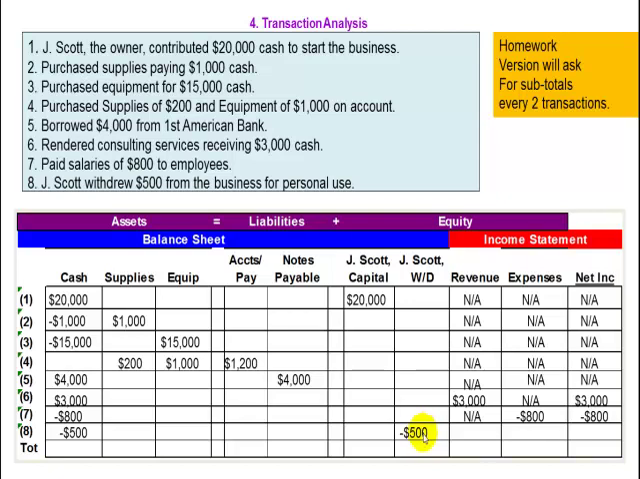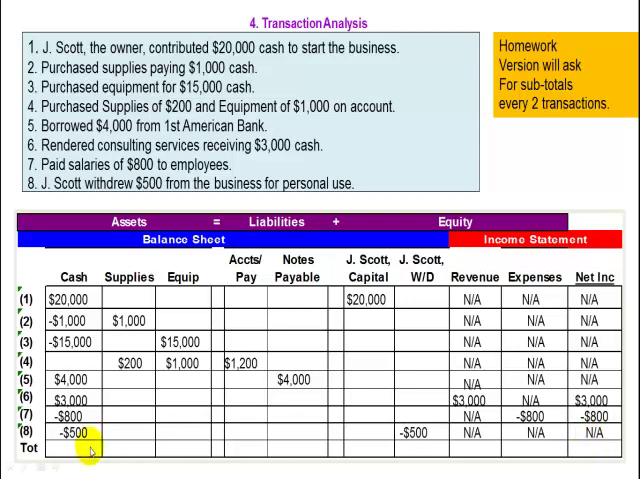Now, we've done all 8 transactions. Now it's time to total them up. So you'll have to trust my math here. We've got to go over here and say that this number 8, which was a withdrawal of funds for personal use, is definitely not a revenue. It's absolutely not an expense. So therefore, this transaction had no effect on the income statement.